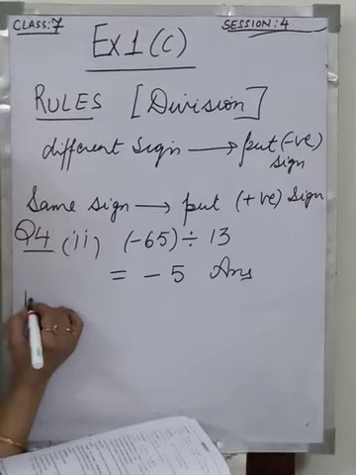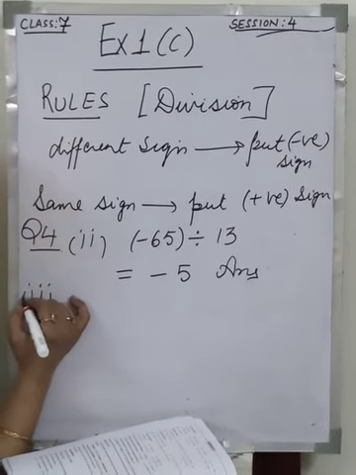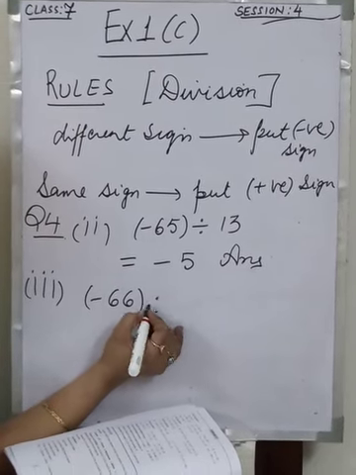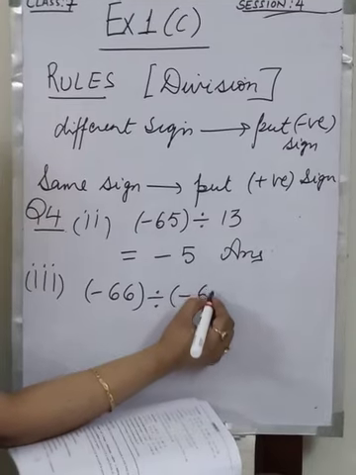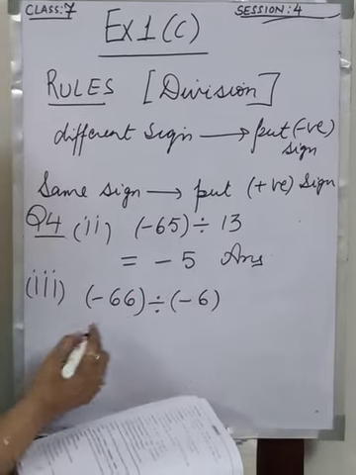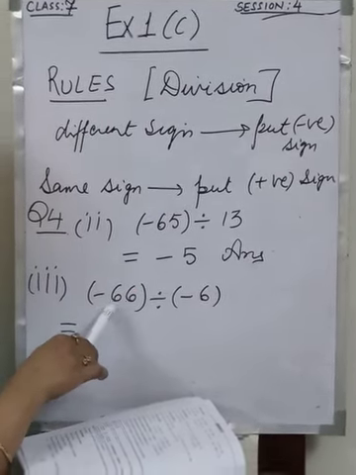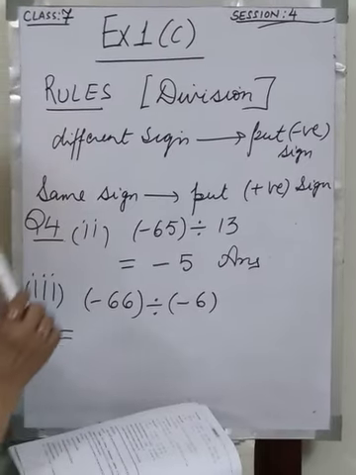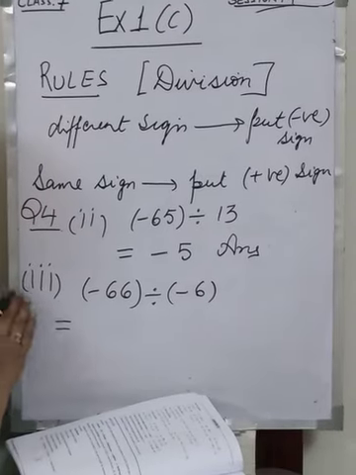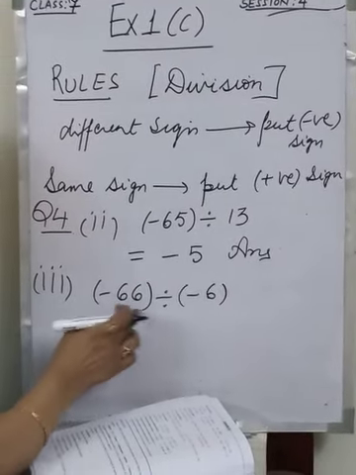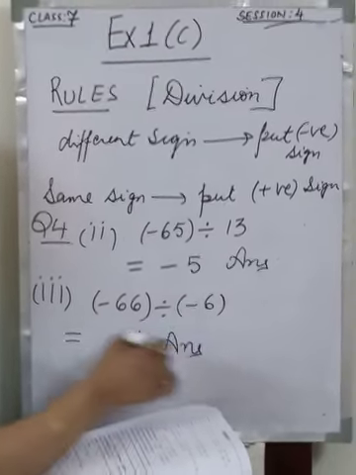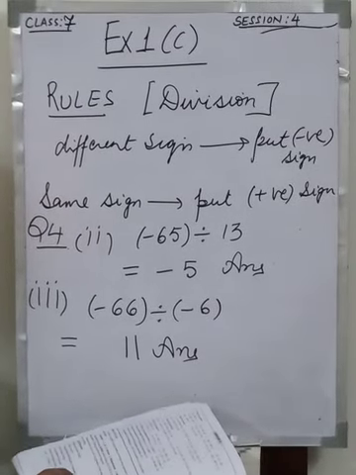Then I do question number 4, third part for you. Minus 66 divided by minus 6. See, numerator, dividend and divisor both are having the same sign. 66 is also having minus, 6 is also having minus, same sign. Then we need to put the positive sign, and we do not write the positive sign, so leave the sign. 66 divided by 6 will give you the answer 11. So this way we do question number 4.